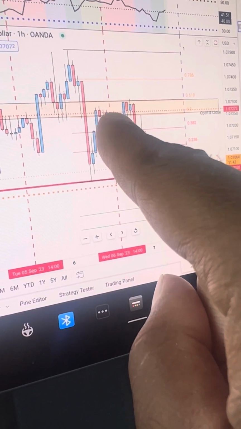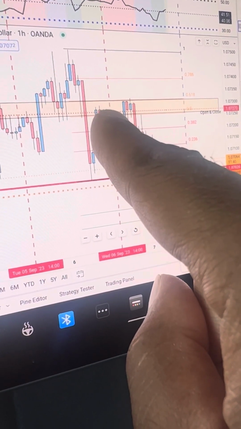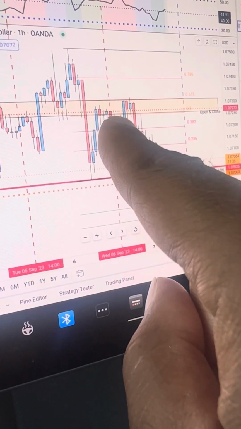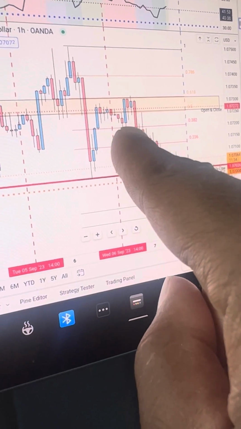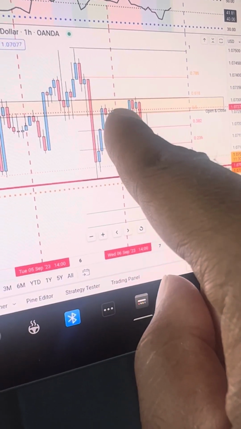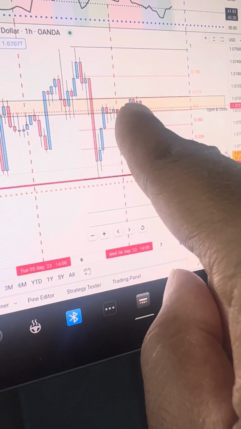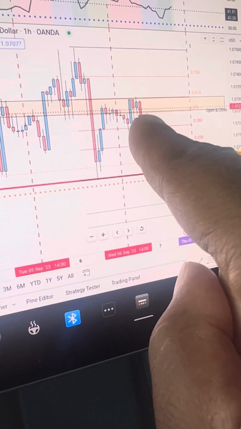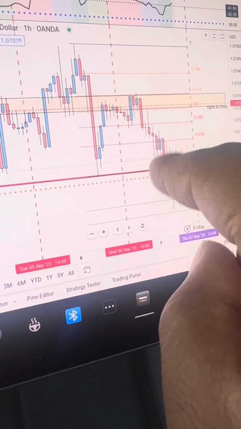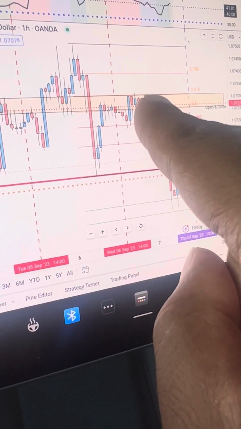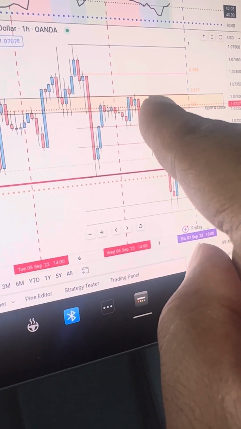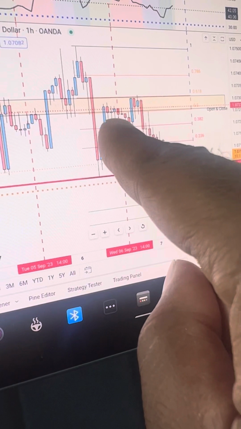So we have a change of character right here. Price was going to the upside, hit the supply area, we have a change of character, and price is going to the downside now. Then we have another change of character, going back to the upside, breaking that change of character, making a new higher high. But going back into the supply zone, price closed below the supply zone, not once, but twice and three times. And not only did price break through the supply zone, it comes back down and breaks this change of character.